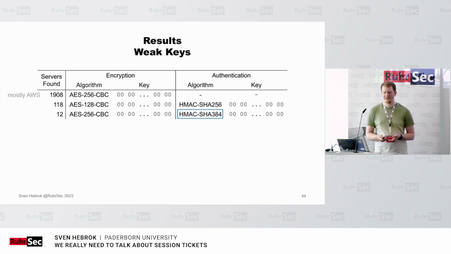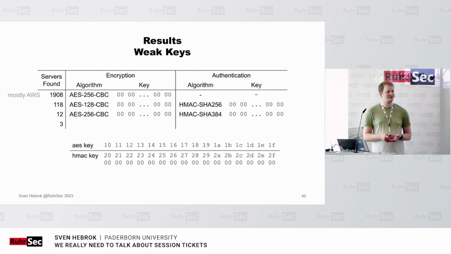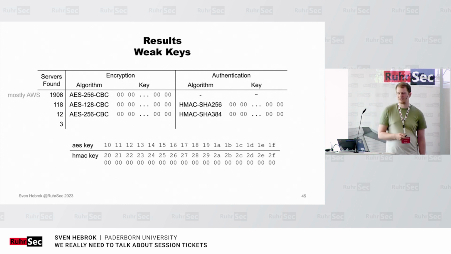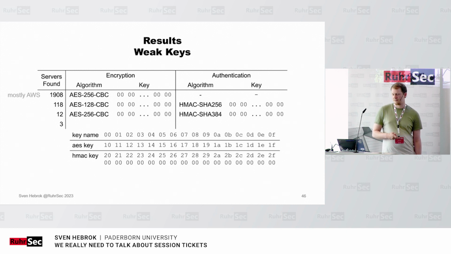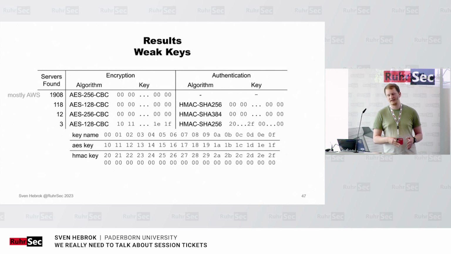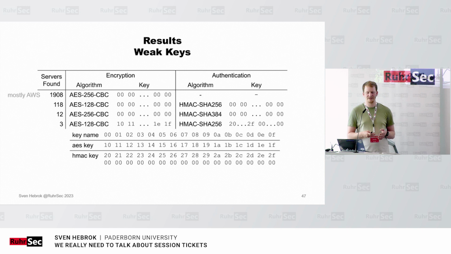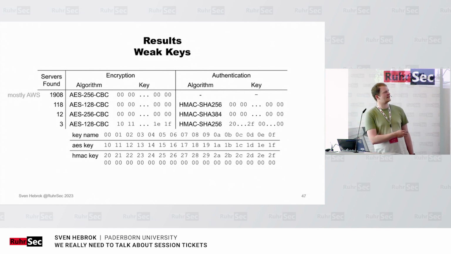But we've also seen more interesting keys. So for 3 servers, we've observed that they have an AES key that just counts up from hex 10 to hex 1F, and then the HMAC key also continues to count up. The 0 bytes in the end aren't too interesting because if you use SHA-256 with a 16-byte key, that key gets padded with zeros in the end. We then connected to the server again and took a look at the ticket, and because we know usually the key name is in the front, we've taken a look at that, and that has 0 starting and then counts up all the way to 2F if you include the HMAC key.